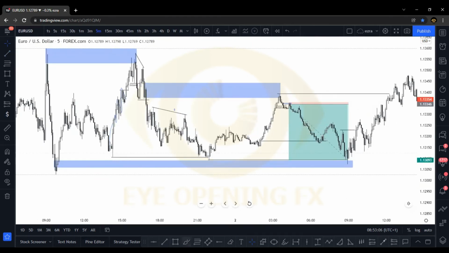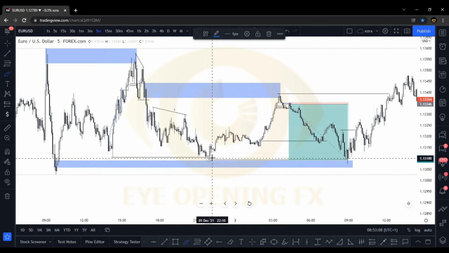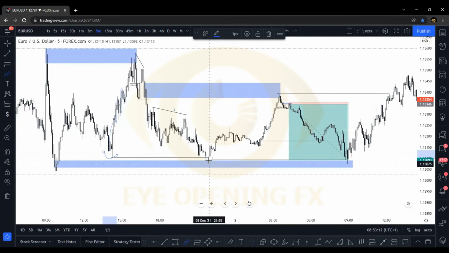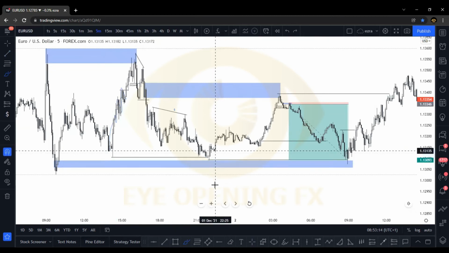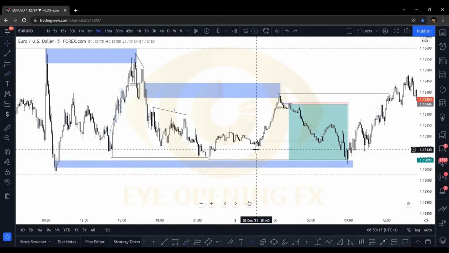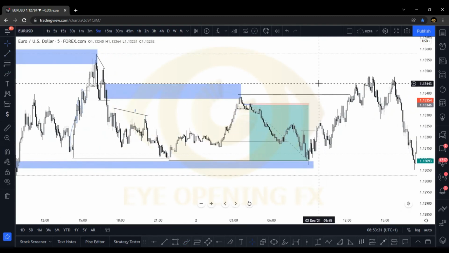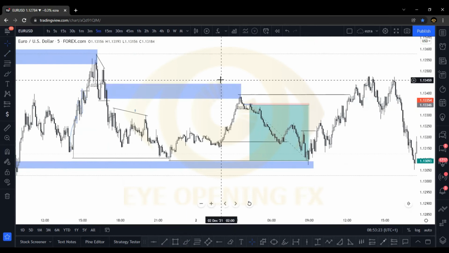Firstly, this one and the one created. So since it has already induced liquidity in the downside, it will go and what? Induce liquidity in the upside.